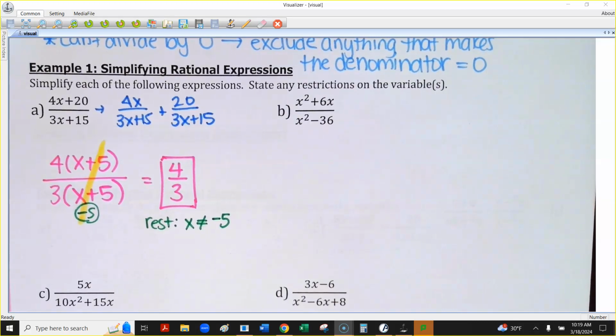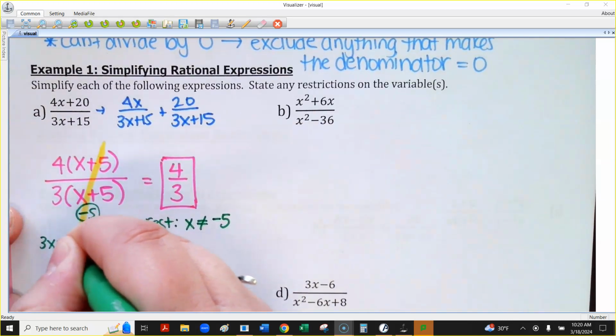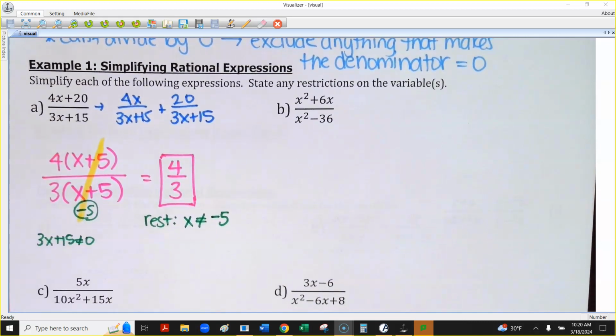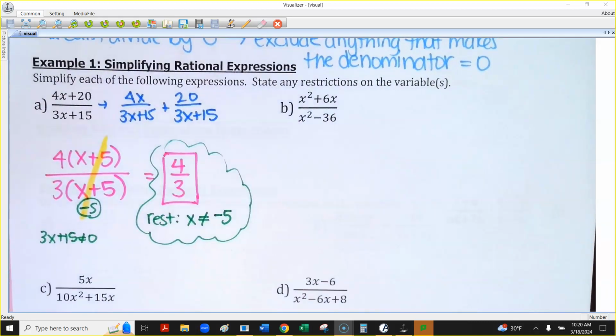So if you're not sure, I could actually take it from the original problem. Do like 3x plus 15, I do not want that to be equal to 0. You'd subtract 15, divide by 3, or you could do it right here, just the x plus 5. I don't want that to be equal to 0. That's your restriction. So this, with my restriction, would be my answer. Does anybody have a question?